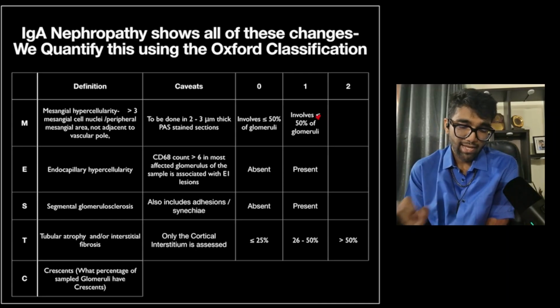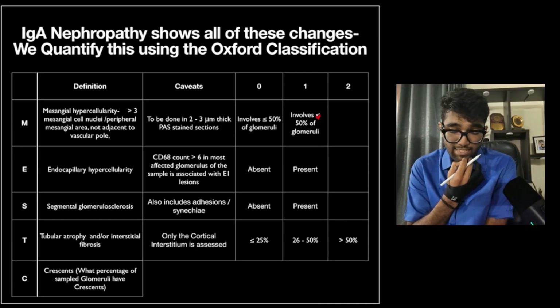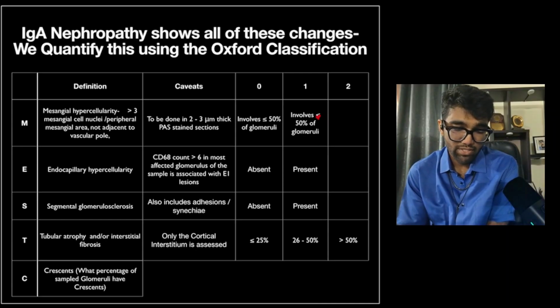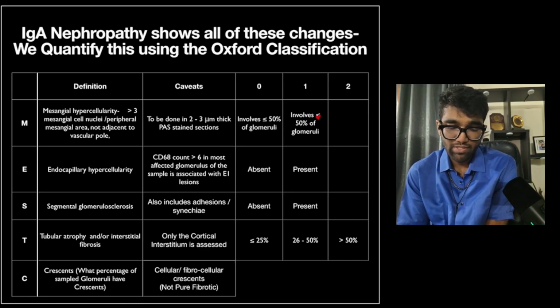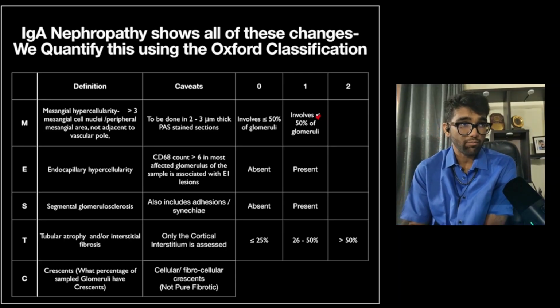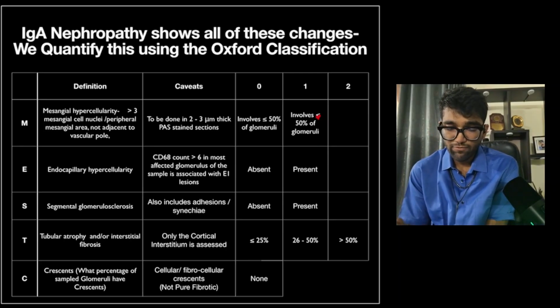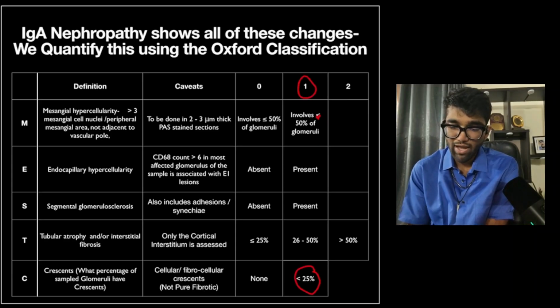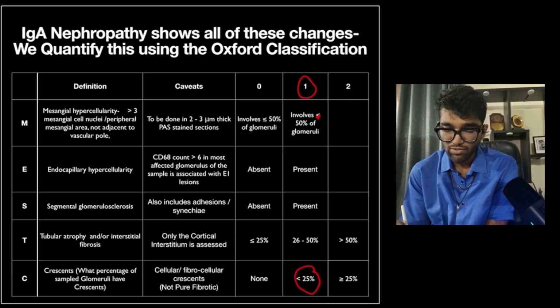Okay. And C stands for crescents. So basically, what percentage of the sample glomeruli show crescentic GN? So these crescents could be cellular, they could be fibrocellular, but we do not take into account purely fibrotic crescents. Okay. So if you have less than 25%, then you give it a score of 1, and if you have more than or equal to 25%, you give it a score of 2.